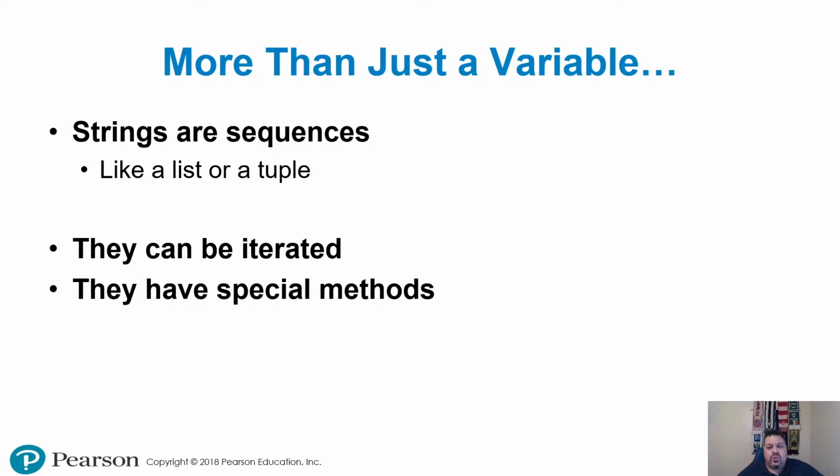Strings are sequences. And if you remember, we learned about sequences last week. Lists and tuples are also sequences. So just like a list or a tuple, strings are sequences. That means they can be iterated. That means they have special methods. And we'll think about the dot notation, okay? And you can also have access to individual elements of the string. And for that, that means the characters that make it up.